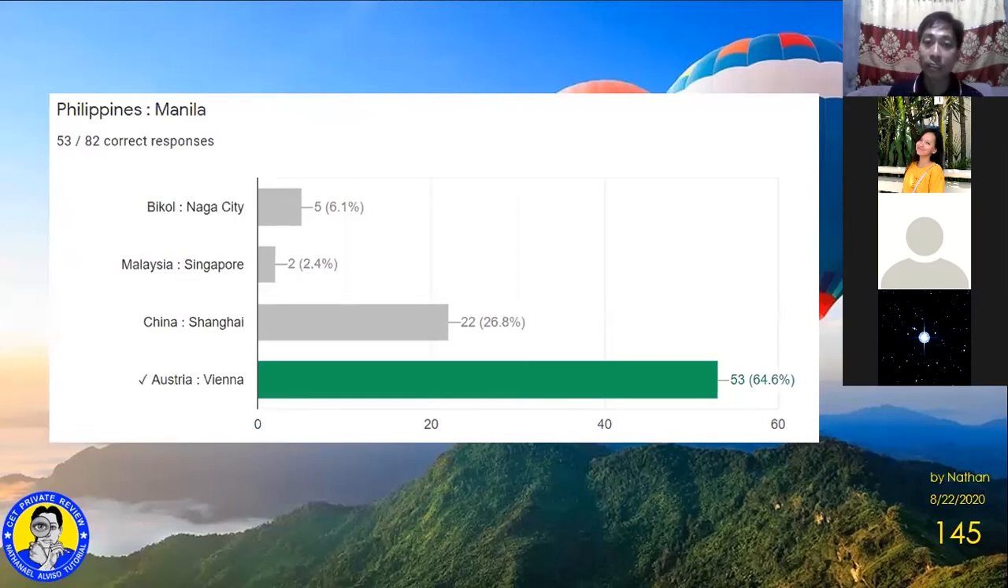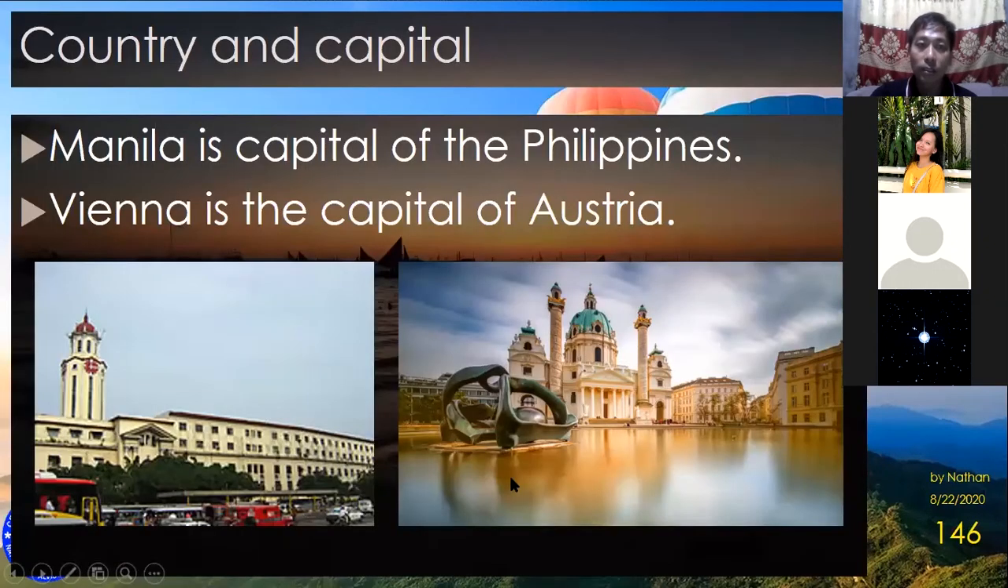China, the capital is Beijing. So the correct analogy here is Austria. Vienna is the capital of Austria. And most of you got this correctly. So again, the relationship is country paired to capital. So Manila is the capital of the Philippines, as Vienna is the capital of Austria.